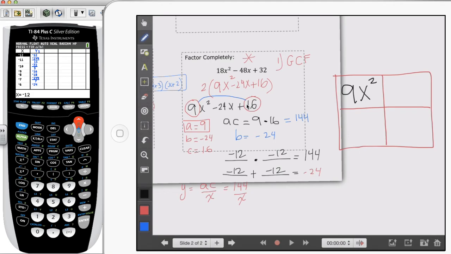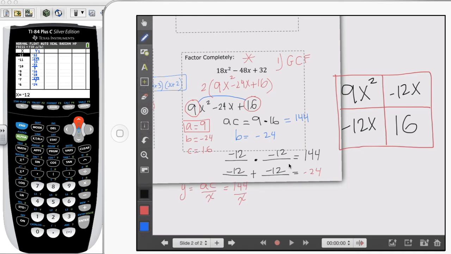Okay? What's the last term? 16. I'm going to put this in my last box. Okay? So you move the first one, you put it in the first box, and you put the 16 in the last box. And didn't you just find two numbers that would add up to give you the negative 24? So the 9x squared, you copy it. The 16, you copy it. The middle one, you try to split it to the two numbers you just found. You just found negative 12 and negative 12. So you put negative 12x and negative 12x. So instead of the negative 24, we put negative 12x and negative 12x because we found them to be negative 12, okay?